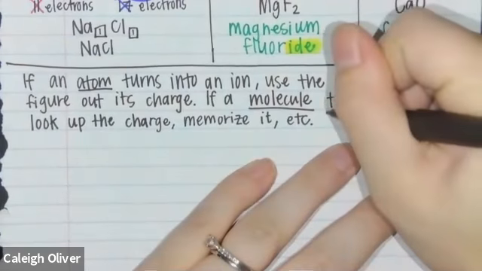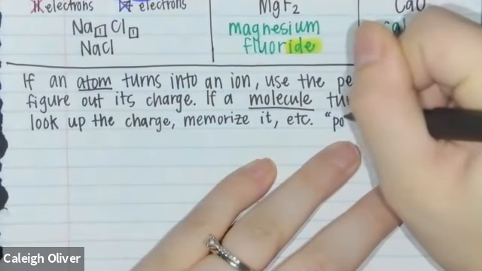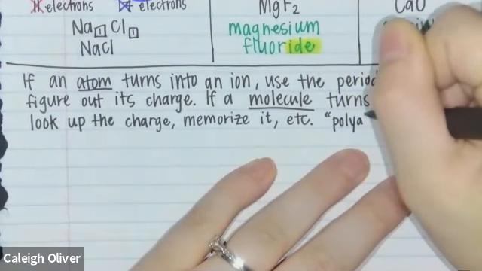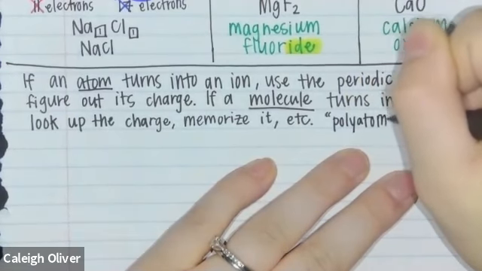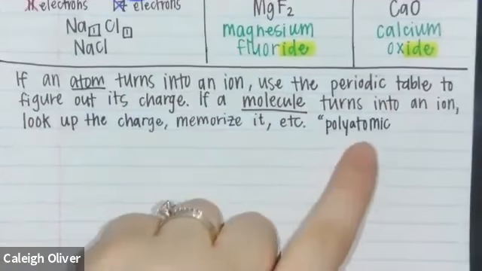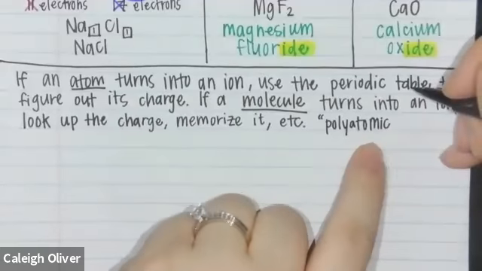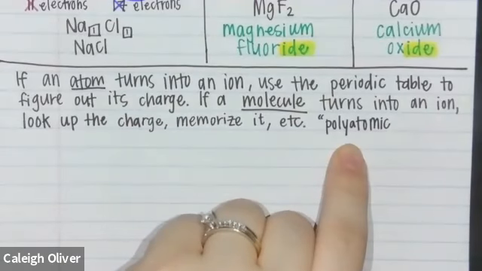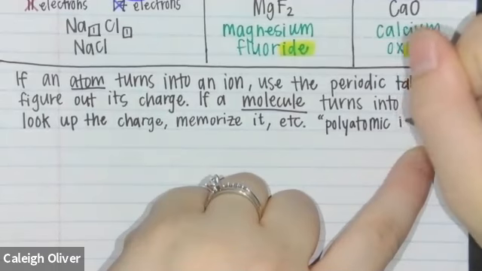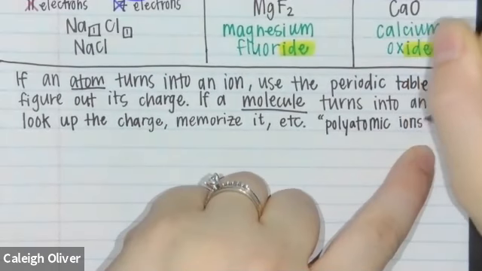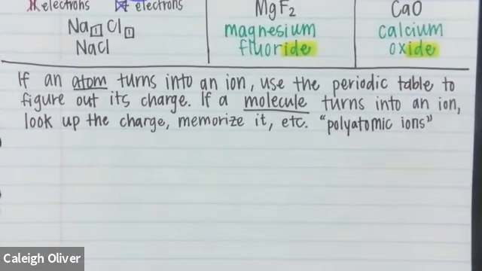These are called polyatomic ions. Poly, many, atomic, atom. Many atoms together are molecules. I don't know why they don't just call them molecular ions, but polyatomic ions is what we went with instead.